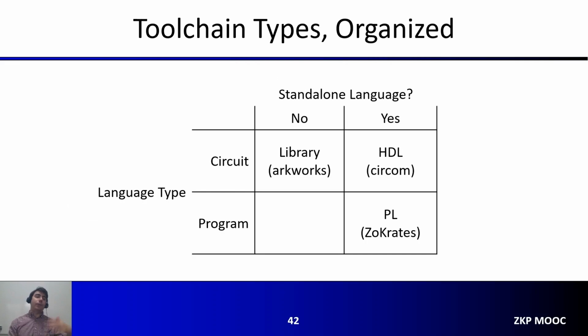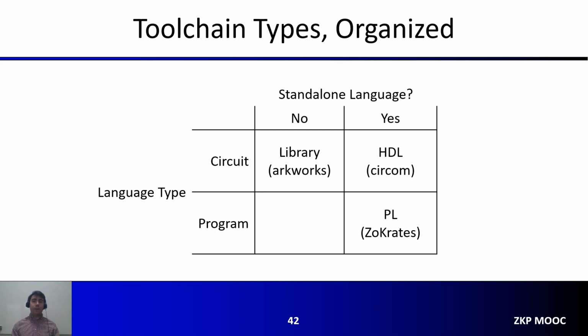The first axis of difference is the type of the language, whether the language is fundamentally about describing circuit synthesis or whether it's about describing a program. So that's the vertical axis here, circuit versus program. The horizontal axis is whether or not the language has its own syntax, whether it is a standalone language. If yes, then the language has its own compiler, parser, and so on. And if no, then the language is embedded inside some host.